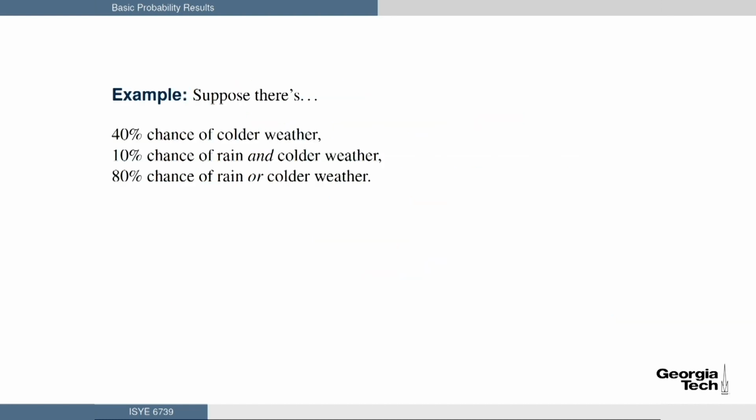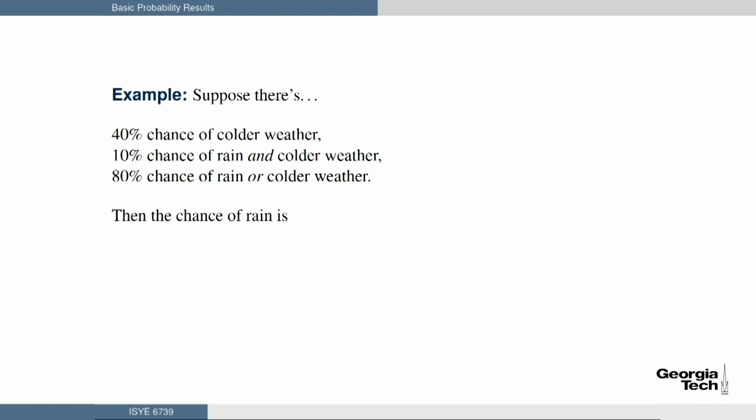Let's do a simple little example illustrating this theorem. Let's suppose there's a 40% chance of colder weather tomorrow, 10% chance of rain intersect colder weather, and 80% chance of rain union colder weather. So P of C equals 0.4, P of R intersect C equals 0.1, and the probability of rain or C, colder weather, is 0.8. We'll see what this means in math terms in a second.